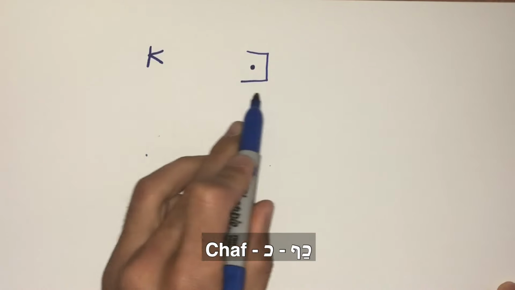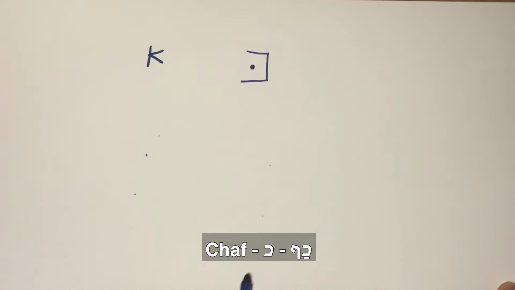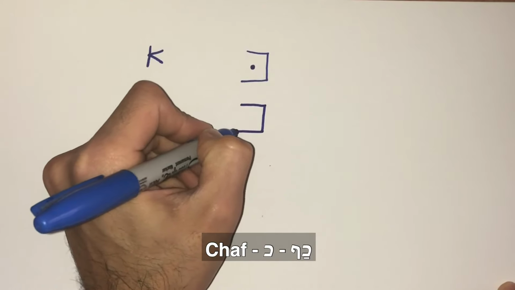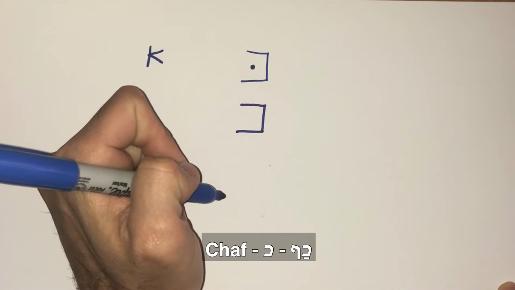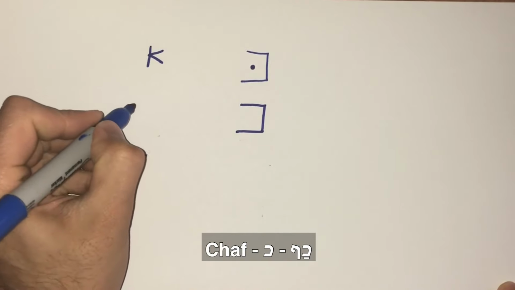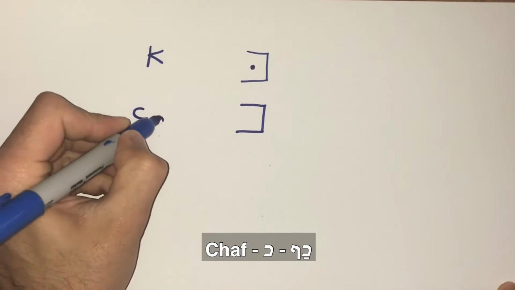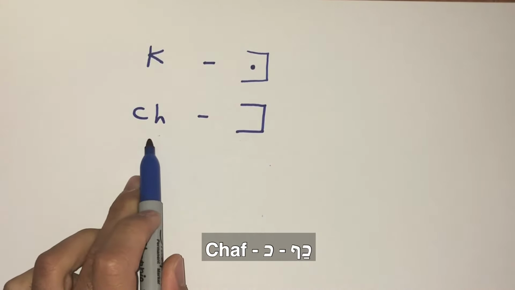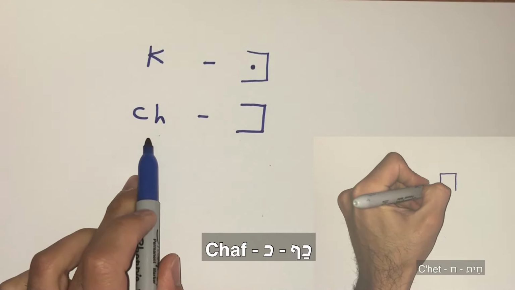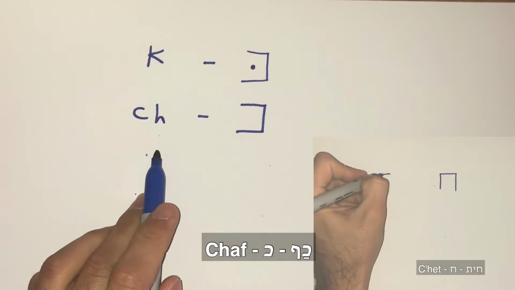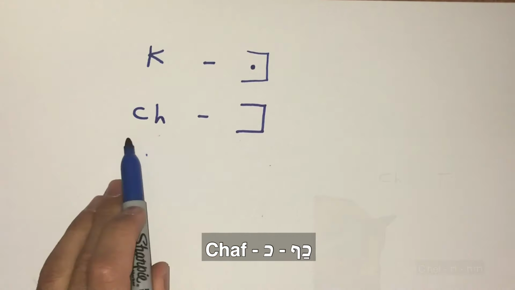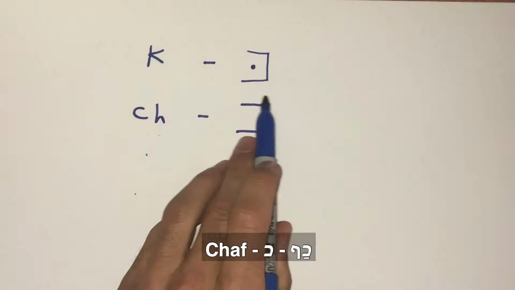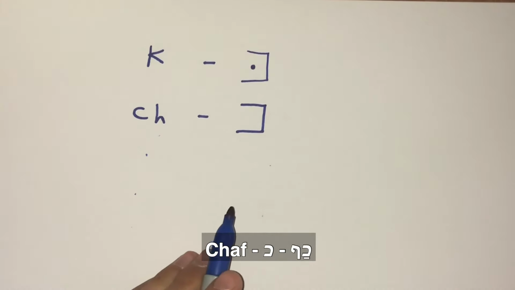K, kaf, with the dot. Without the dot, it is chaf, just like chet. Ch. The pronunciation is similar to the letter chet we just learned in the previous lesson. Ch, chaf, k, kaf.